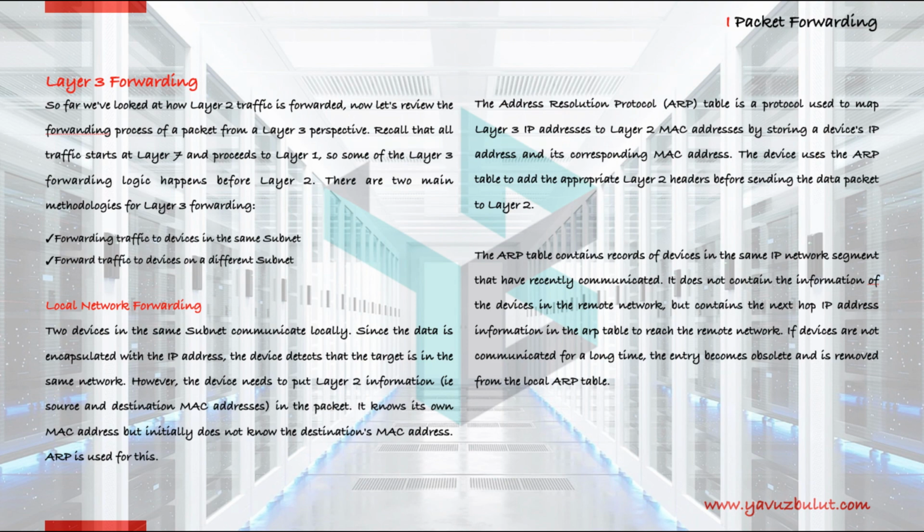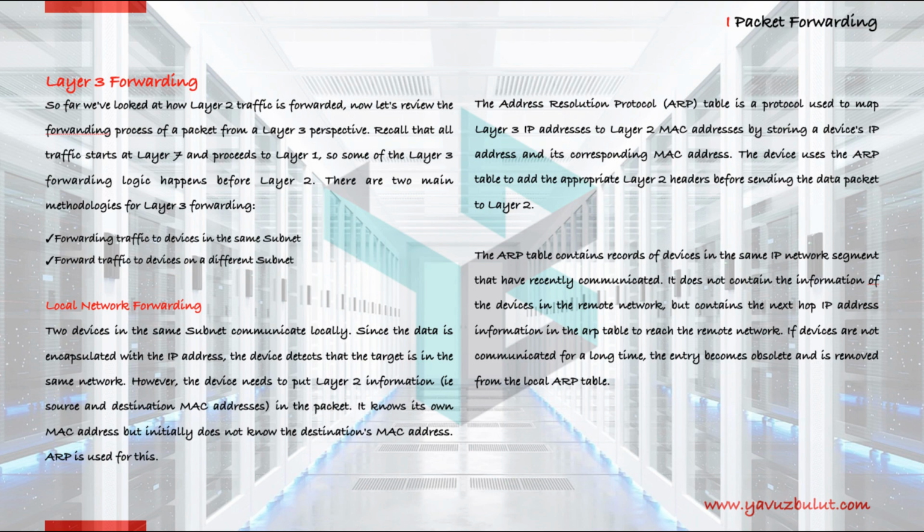There are two main methods for Layer 3 forwarding. The first method is to route traffic to a device in the same subnet, and the second method is to route traffic to devices in a different subnet. First, let's look at local network forwarding, and then we will look at the routing between different subnets.